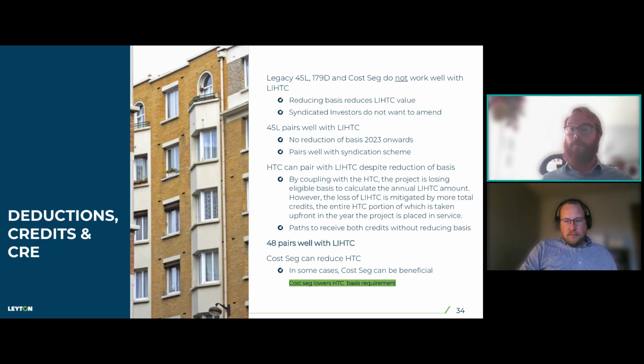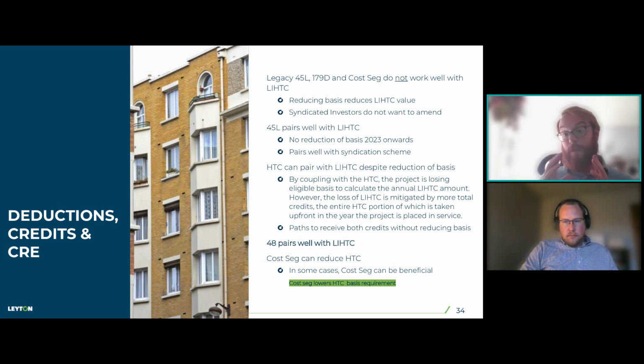45L going forward works great with LIHTC because it does not reduce basis for the LIHTC calculations, and it pairs well with the syndication schemes, since generally syndicators get 99.9% of the basis in the project during the construction phase. The 45L would just flow to them directly, so it's easy to add into any LIHTC capital stack.